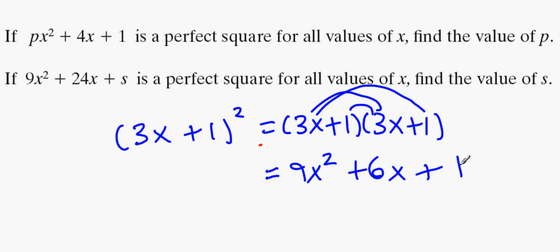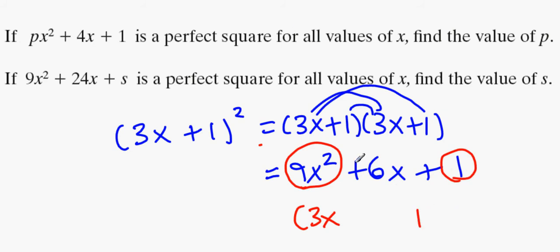Now to go backwards, if we were asked to present this as a perfect square, what you can sometimes do is square root the first one and you get 3x. Square root the last one, you get 1. Next, check the sign in the middle. If it's a plus, then there's a plus in the middle, and that's how you get your answer: 3x plus 1 squared.